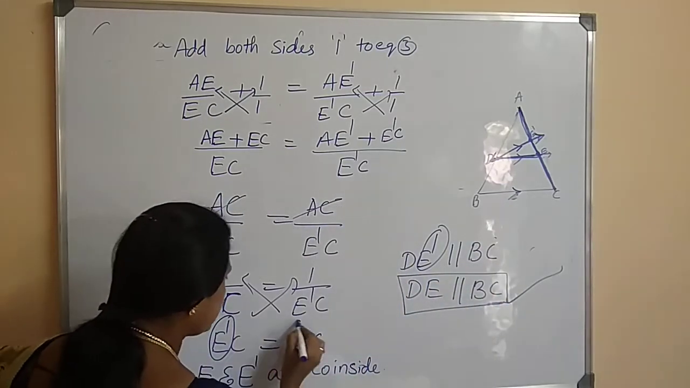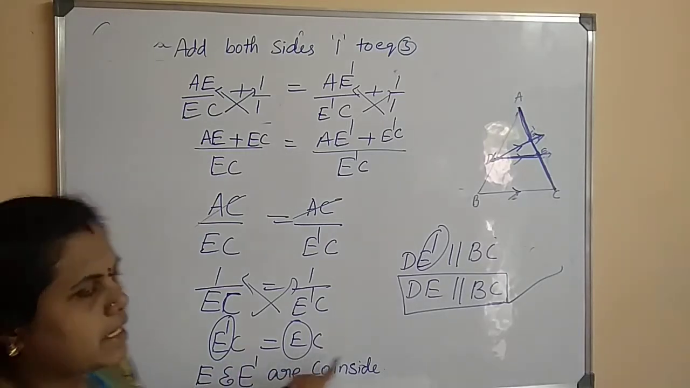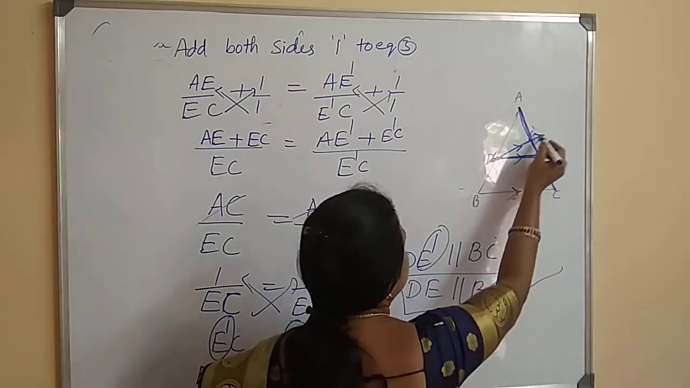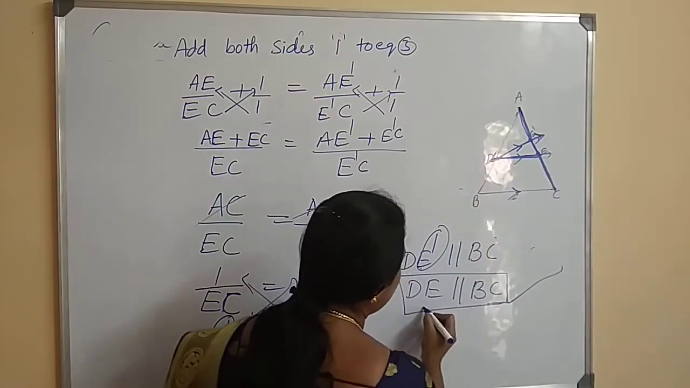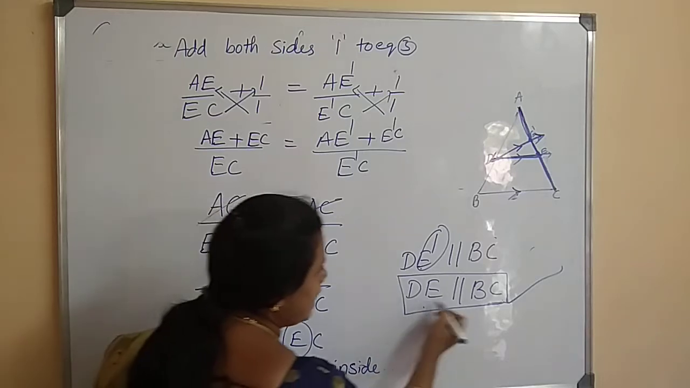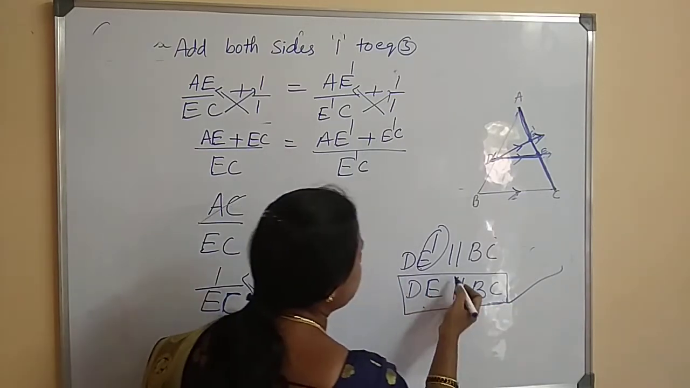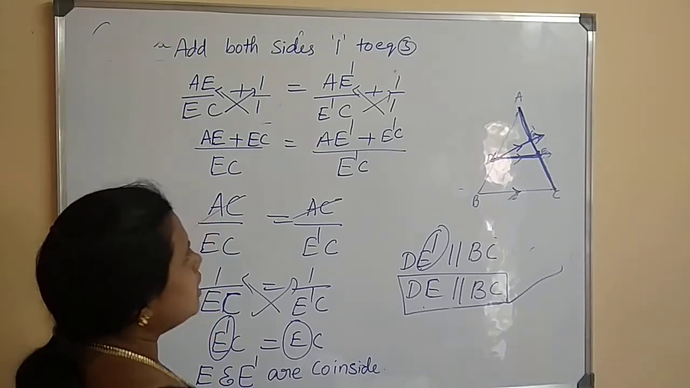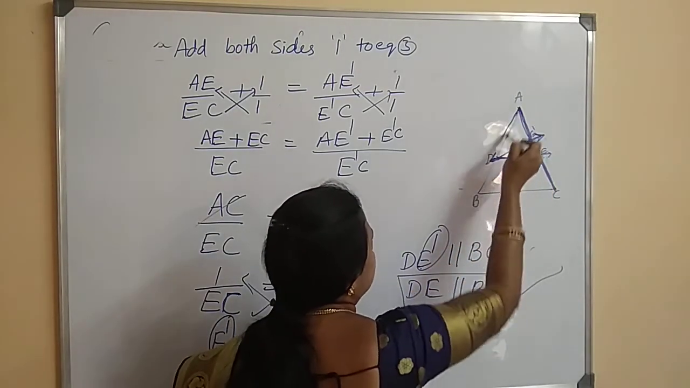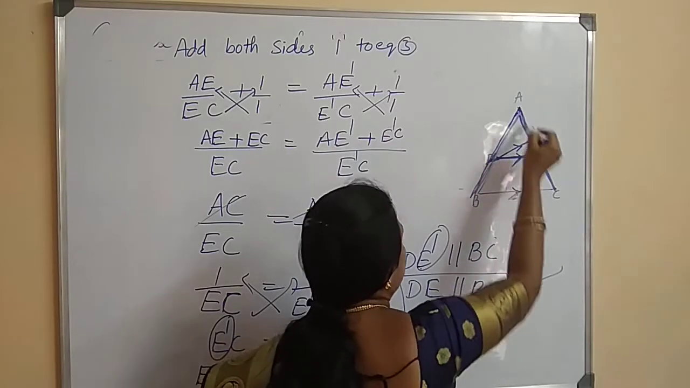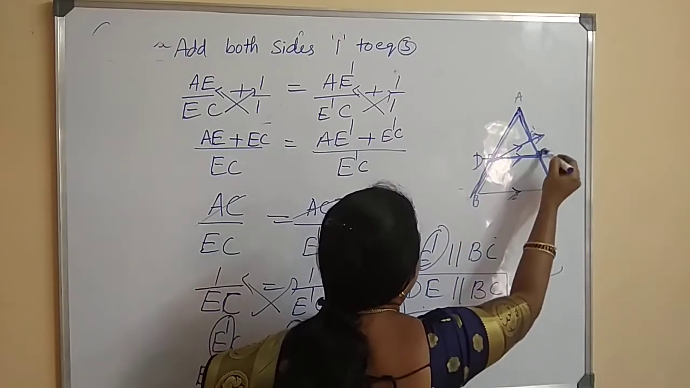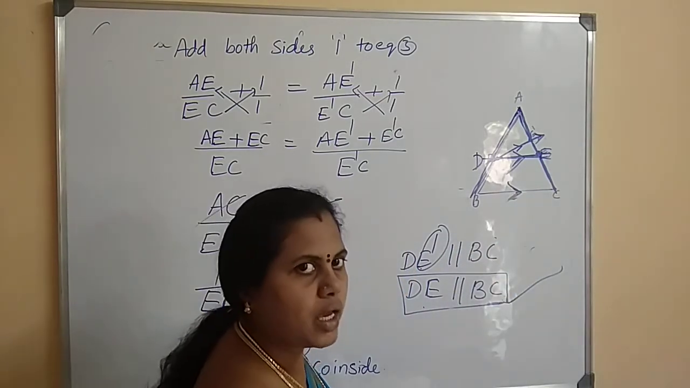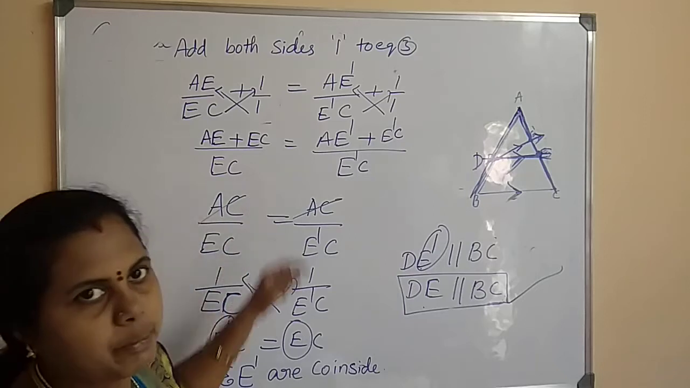This E dash and E both are coinciding. They are coinciding. That's why DE dash is parallel to BC means DE also will become parallel to BC. Why? Because E and E dash are coinciding. Understood? Now see, if a line divides the other two sides in the same ratio, then the line is parallel to the third side. Okay, this is the converse of BPT.